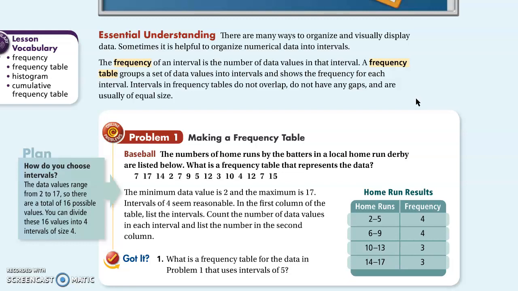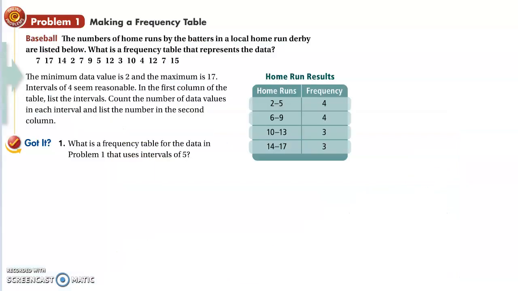All right. We can use that information and take these trends, these patterns, and actually impact our lives. Now what we're going to do is look at problem number 1, and we're going to make what's called a frequency table. We're going to look at some data, some numbers, and figure out how often something happens. Problem 1, making a frequency table, uses a baseball statistic as an example.